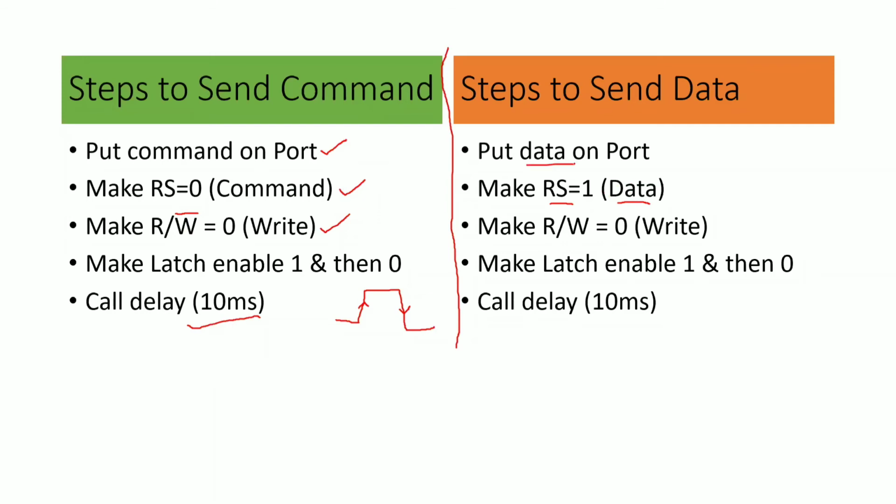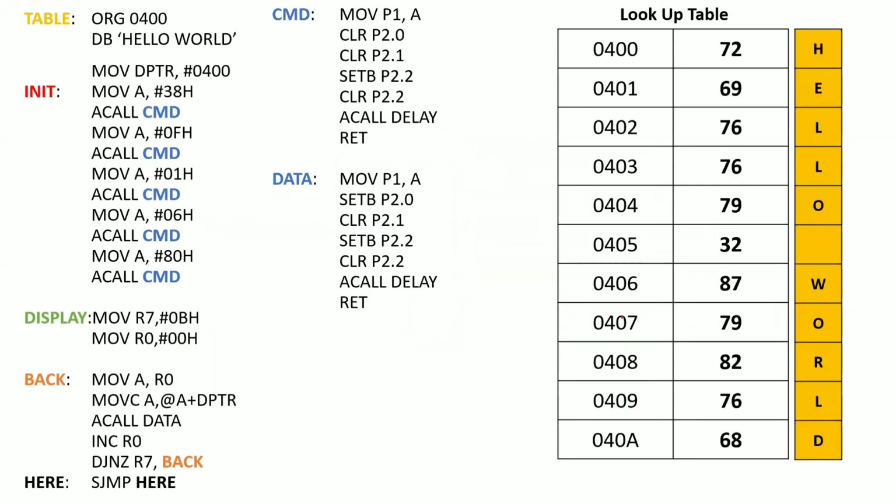So we are going to put the data on the port. Similarly, make r/w bar is equals to 0, which is nothing but your write, and you make the enable pin to 1 and 0. That is your clock pulse, you make it 1 and 0, and you will give some delay. Okay, so this is called your commands, and we are going to see what are the different programming steps involved in this LCD display program.